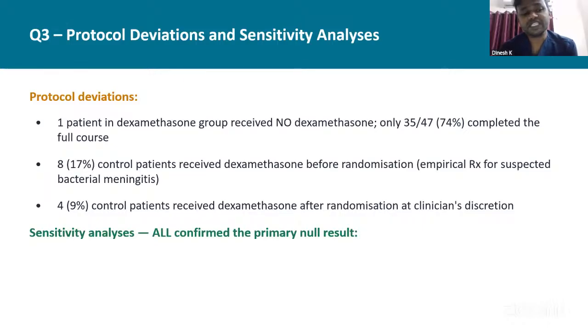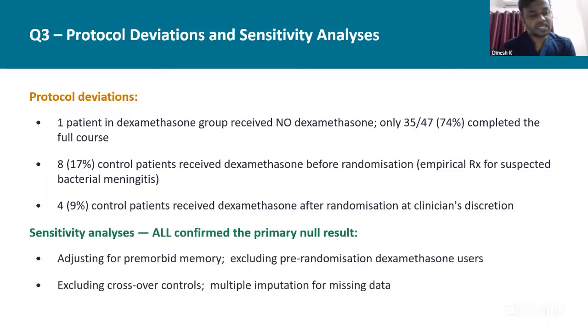However, there was a pre-specified sensitivity analysis adjusted for pre-morbid comorbidities. They adjusted for pre-randomization dexamethasone use and also post-randomization dexamethasone use, and also they adjusted using multiple imputation for the missing data. The pre-specified sensitivity analysis adjusted for these 4 factors also confirmed the same result as the modified intention to treat analysis. Even though there was a protocol deviation in terms of dexamethasone, the pre-specified sensitivity analysis also confirmed the same result.